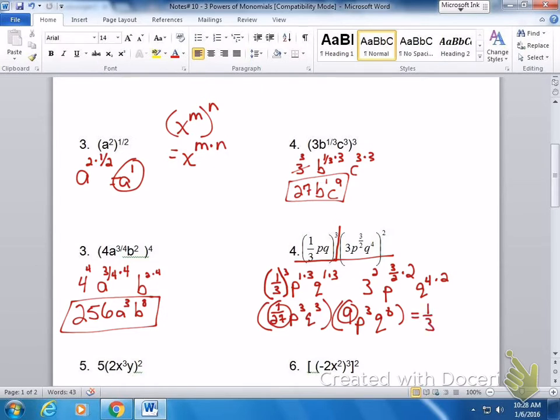And now I go to my variables. Remember, when we multiply, we're adding them. P to the 3rd times p to the 3rd is p to the 6th. Q to the 3rd times q to the 8th is q to the 11th. There's your answer. So be careful there. It's a little more complicated because you have to use what you did yesterday, but it shouldn't be too bad.